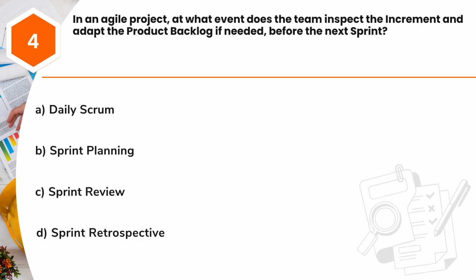Question 4. In an Agile project, at what event does the team inspect the increment and adapt the product backlog if needed, before the next sprint? A. Daily Scrum. B. Sprint planning. C. Sprint review. D. Sprint retrospective.